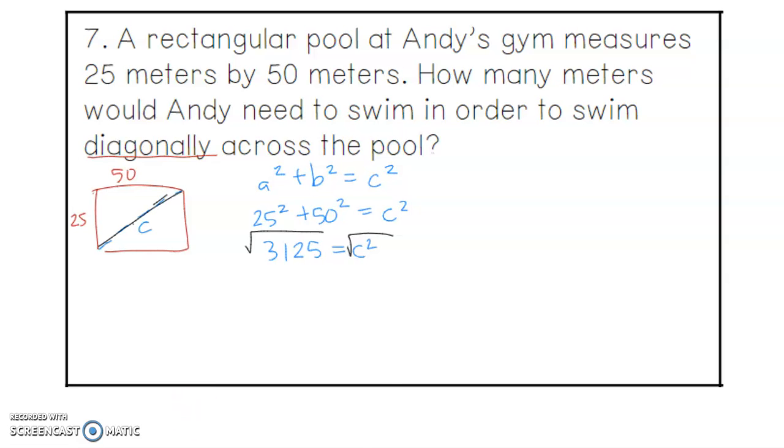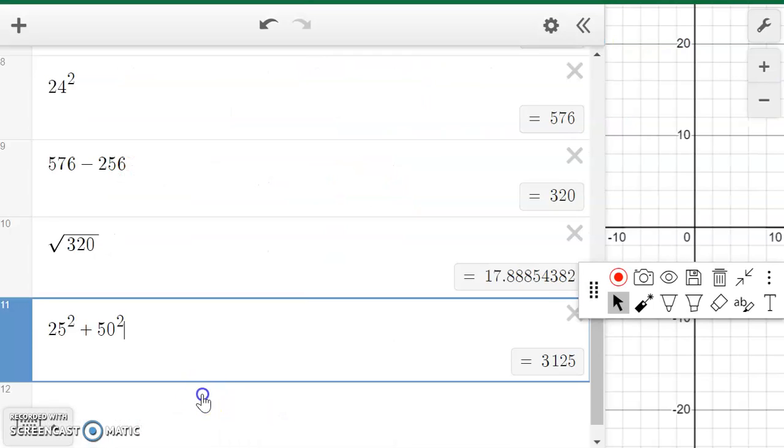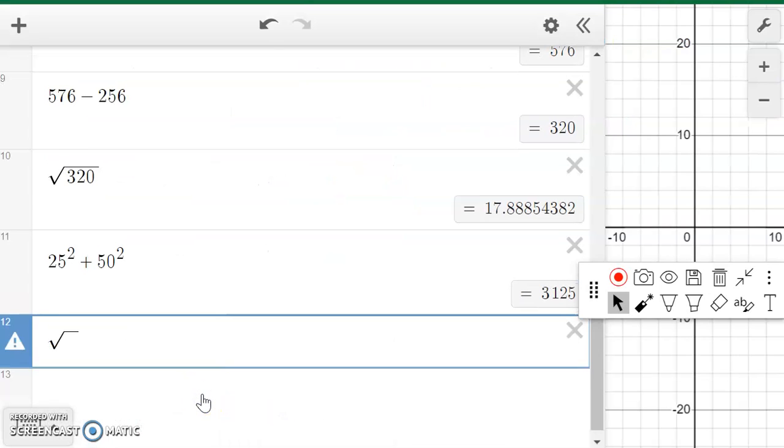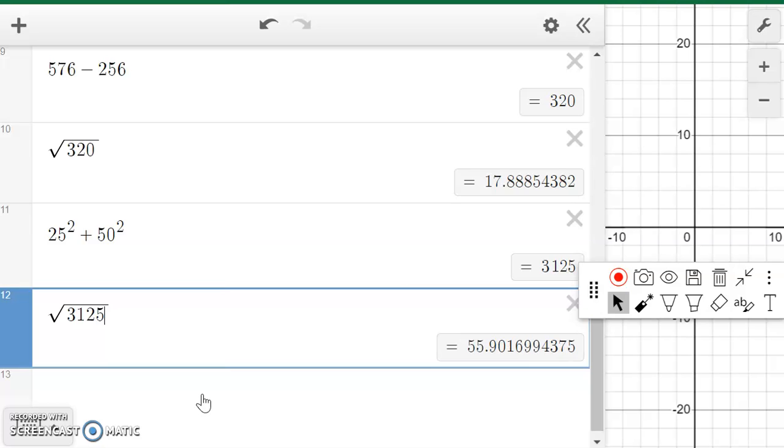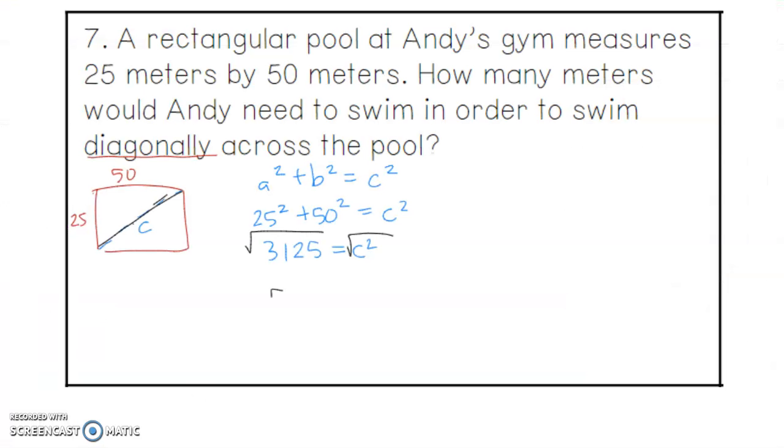So we're going to take the square root so that we can find what is that distance across right there. Okay, so I'm just going to come into Desmos and do square root of 3,125, and I get 55.9 is my distance approximately. Okay, it's not super precise, but it's approximate because that's not a perfect square. But that's how far he would need to swim across. He needs to swim 55.9 meters.